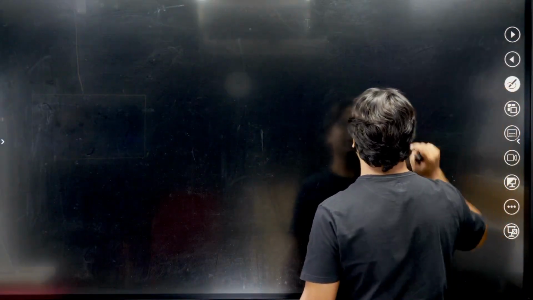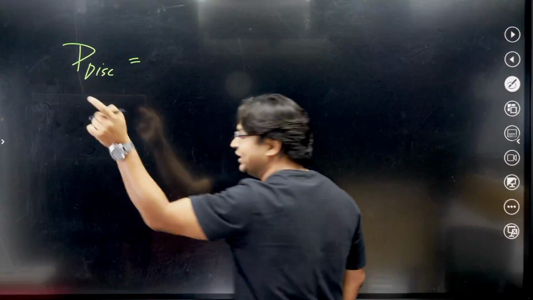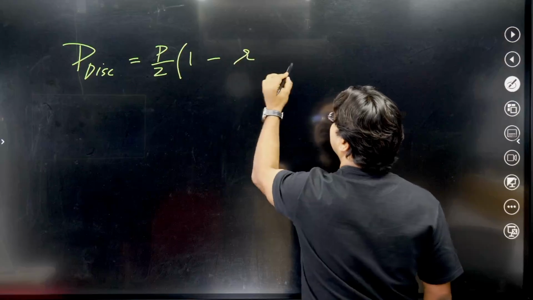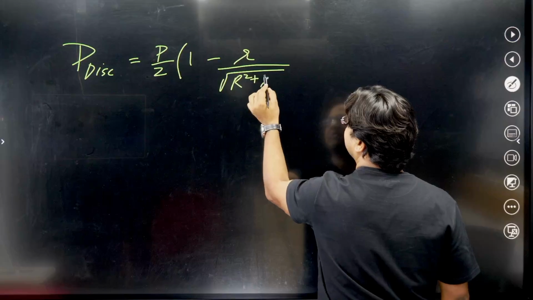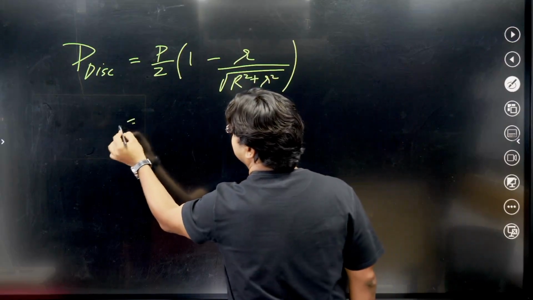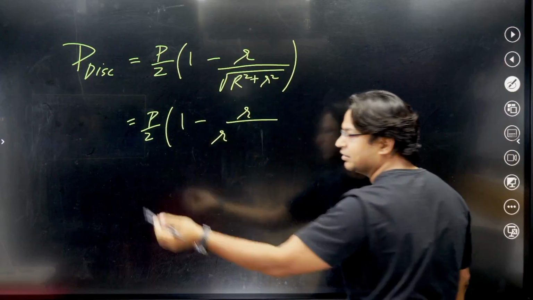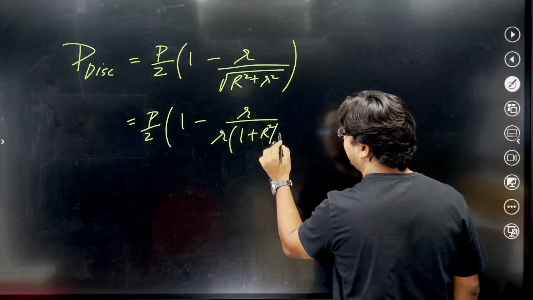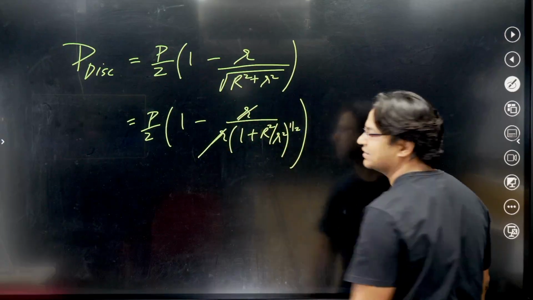Now, in expression, let's see what it would become. The power intercepted by the disk, the coin here, would be P by 2 into (1 minus r divided by root of r square plus R square). Let me write the expression first, and then I will do some calculations. It can be written as P by 2 (1 minus r divided by r, taking r out as a common quantity, into (1 plus capital R square by small r square) raised to power half). This r gets cancelled.